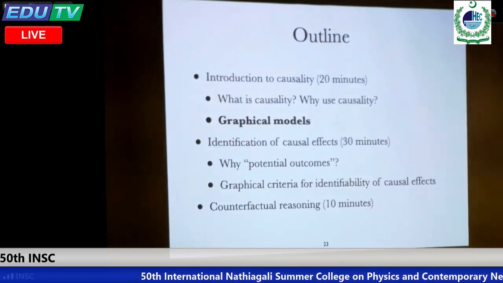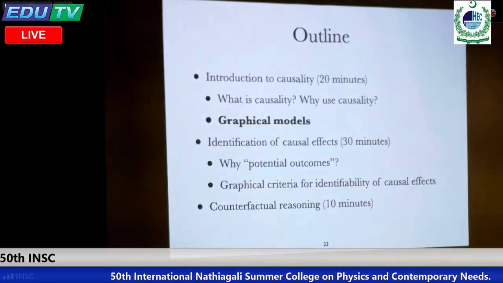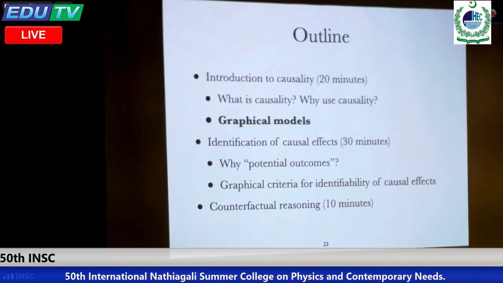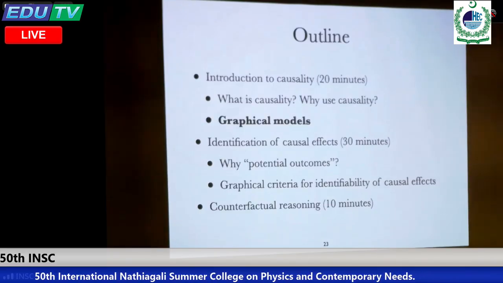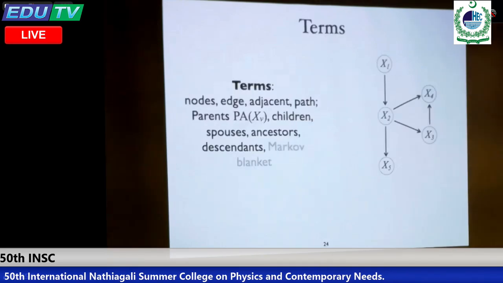So now let's have a look at the graphical model. I just try to explain one concept in graphical models, which is d-separation. Why? Because if you try to use a graphical criteria to do causal effect identification, then you have to use a blocked path or d-separation. I'll explain what I mean by d-separation.